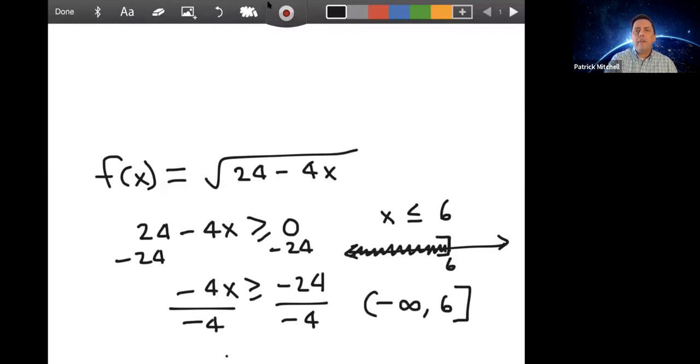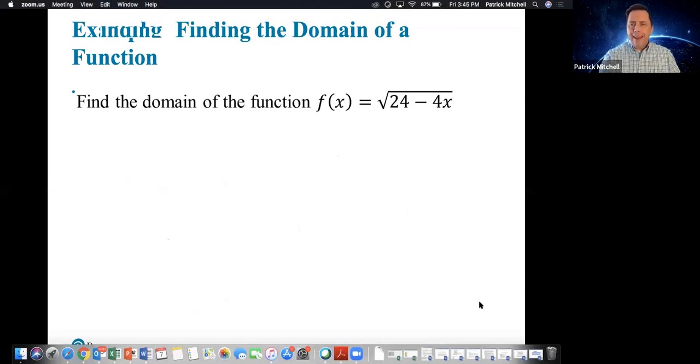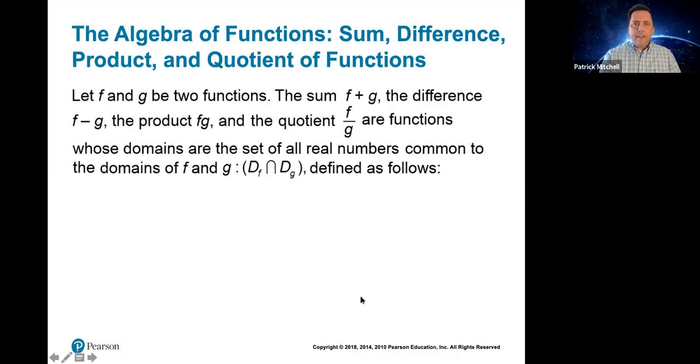All right, so now let's switch back to the presentation. And now we're ready to talk about the algebra of functions. I had skipped this whole part in the trig class because it really doesn't relate to trig all that much, but it's very important for the college algebra part of pre-calculus.